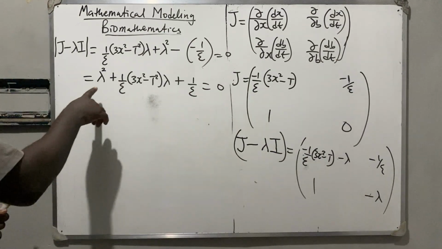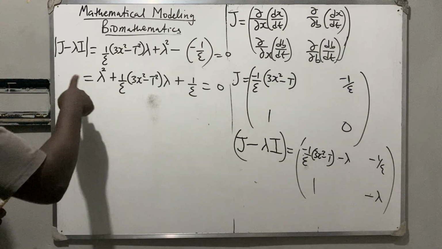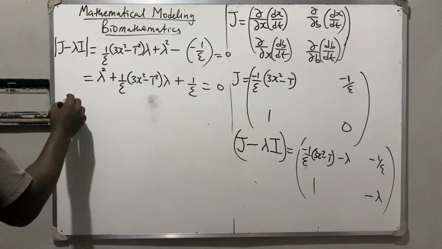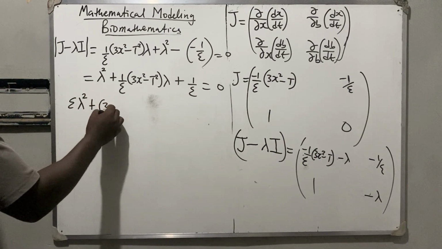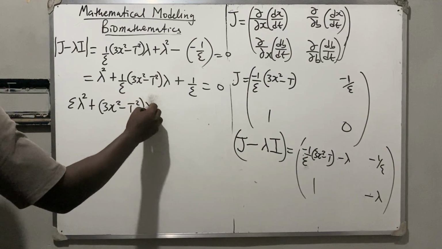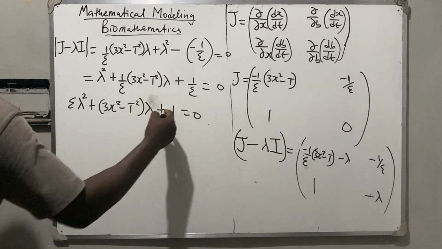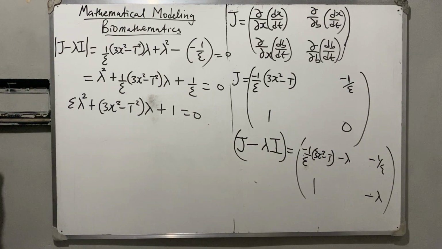So to find the lambda here, to remove this epsilon from the denominator, we will multiply everybody by epsilon to have epsilon lambda squared plus 3x squared minus t squared lambda, then plus 1 is equal to 0. So multiplying everybody by epsilon. So the eigenvalue satisfies this.